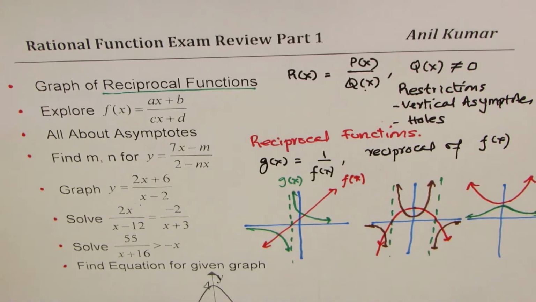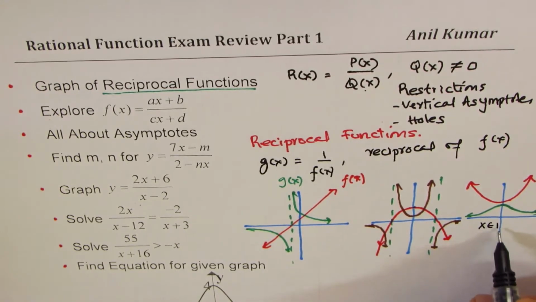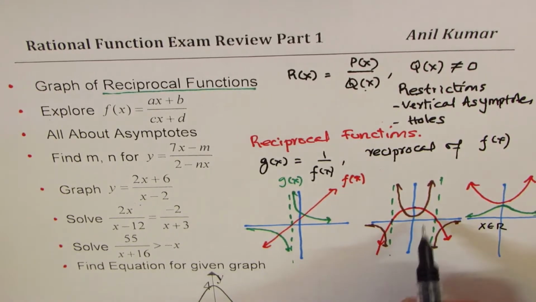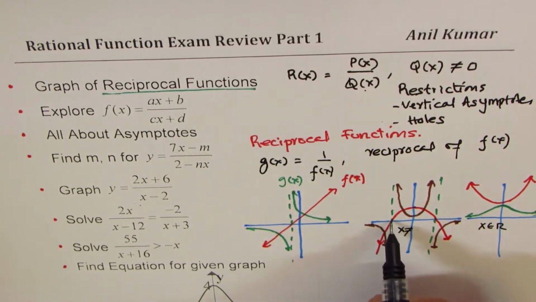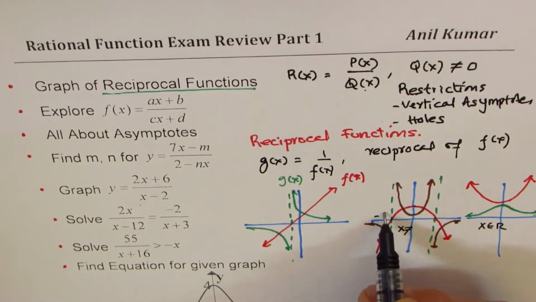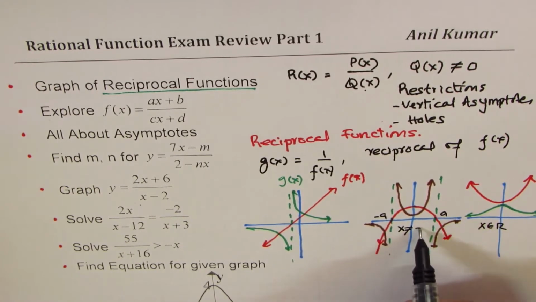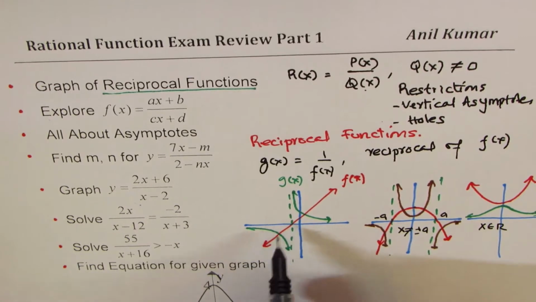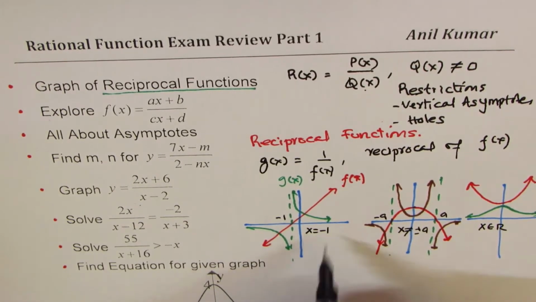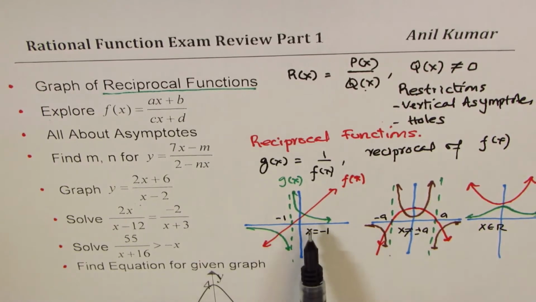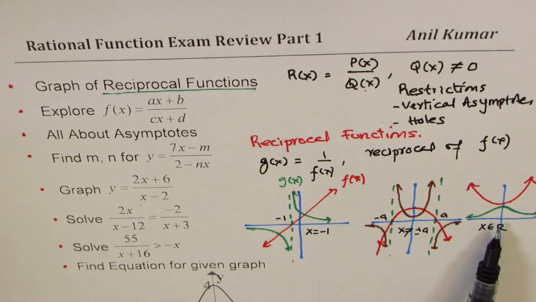Do you see that? So what do you see in this particular case, that the domain is x belongs to real numbers. However, x is not equal to these two values, let's say minus a and plus a. Let me write plus minus a. In this case, if I write this value as minus 1, then x is not equal to minus 1. So the reciprocal of a function may have restrictions.